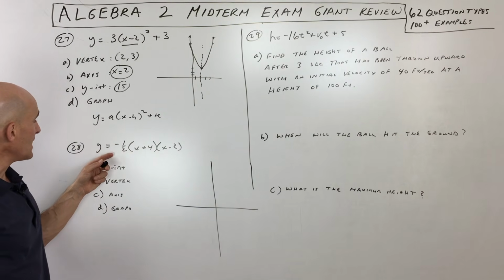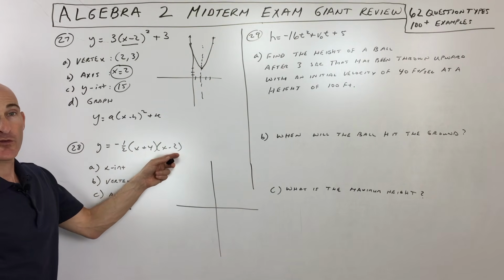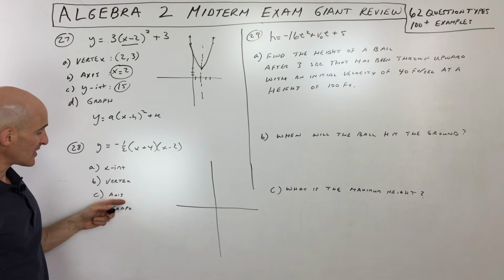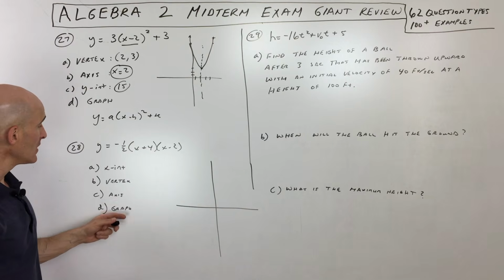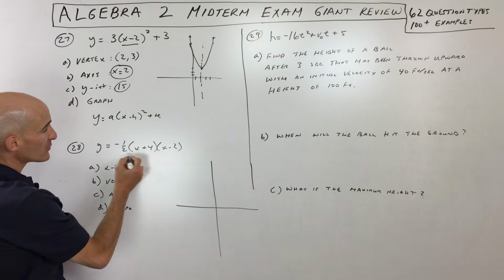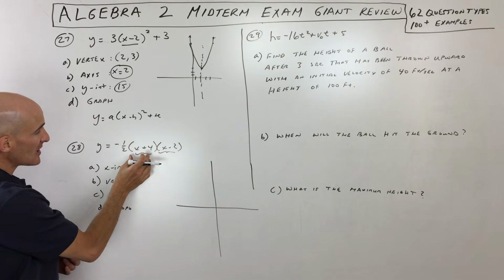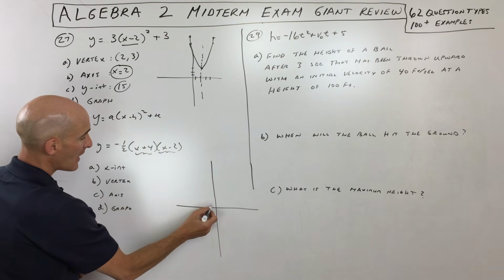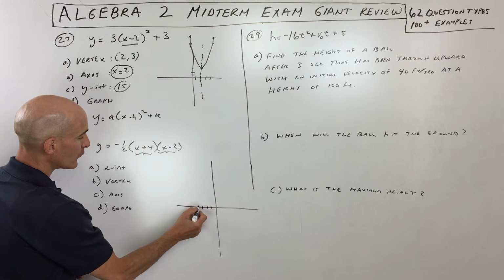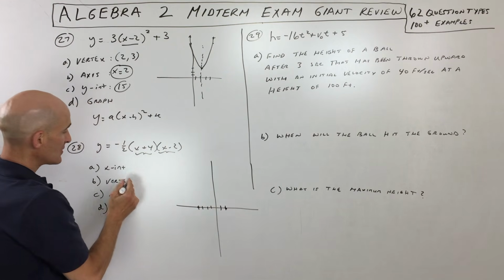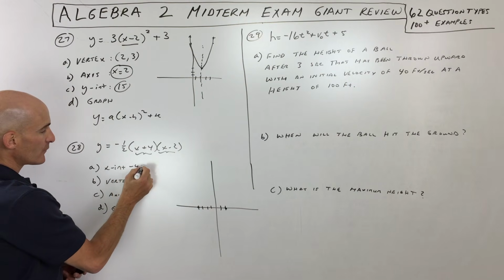Now, number 28, this is the form of a parabola, but in intercept form. Okay, and it asks us for the x-intercepts, the vertex, the axis of symmetry, and to graph it. So here, this is like factored form. You set each of these factors equal to 0 to find the x-intercept. So if I set x plus 4 equal to 0, I get negative 4. And if I set x minus 2 equal to 0, I get positive 2. So those are the x-intercepts. So we'll just say negative 4 and 2.